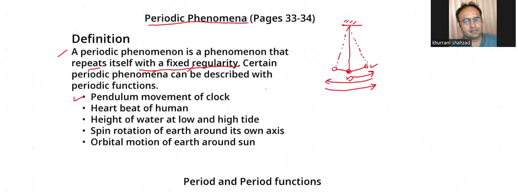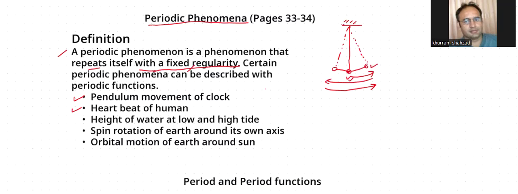The second one is the heartbeat of a human. For a certain person, in normal circumstances, any human being has some rate of heartbeat. This heartbeat is repeated again and again after some fixed time.